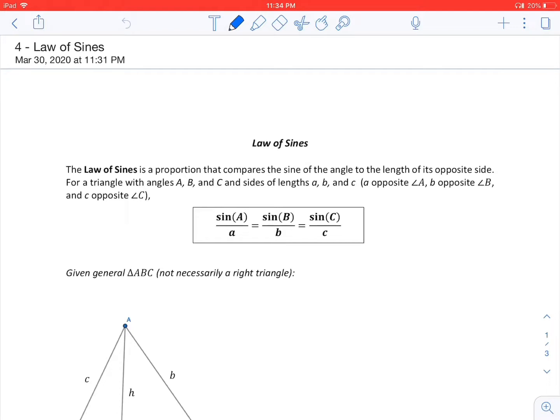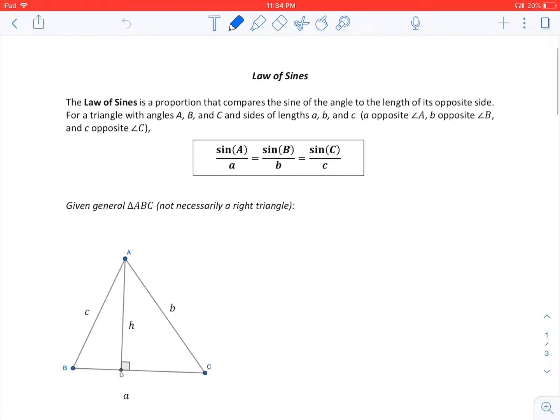that the proportion that compares the sine of an angle to the length of its opposite side should be equal for all angle-side pairs in a particular triangle. What I mean by that is that the sine of one of the angles over its opposite side length is equal to the sine of another angle over its opposite side length, which is equal to the sine of a third angle divided by its opposite side length.